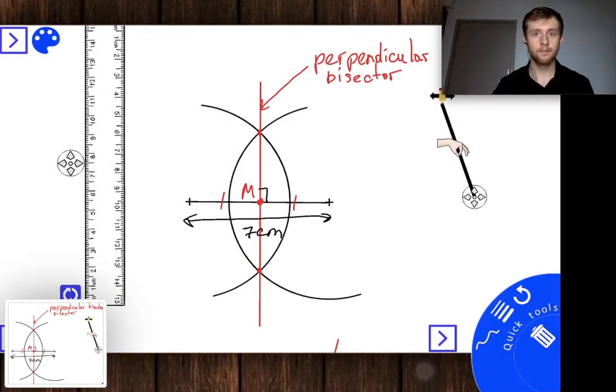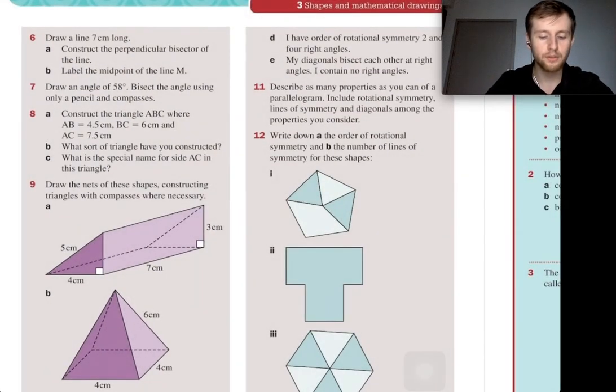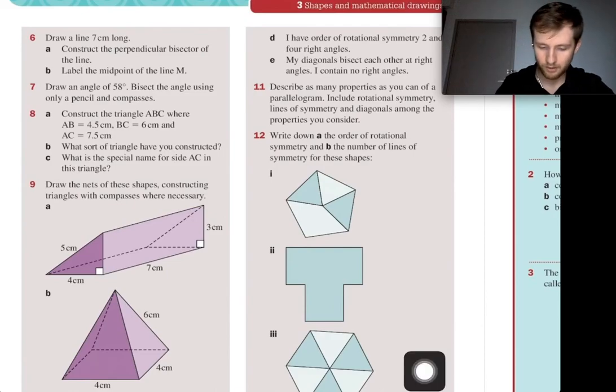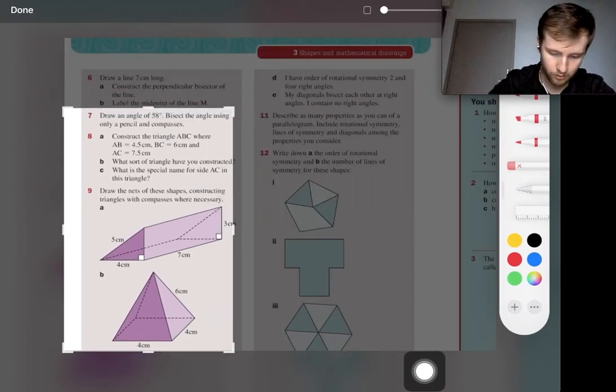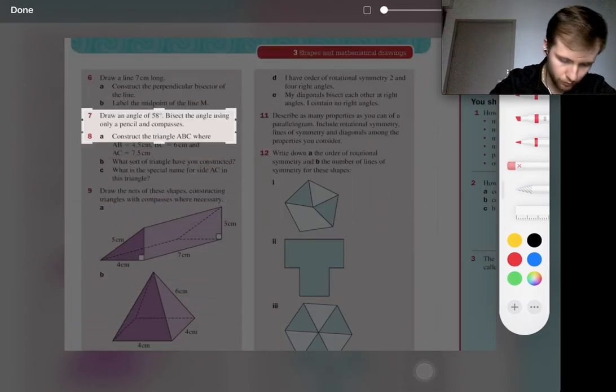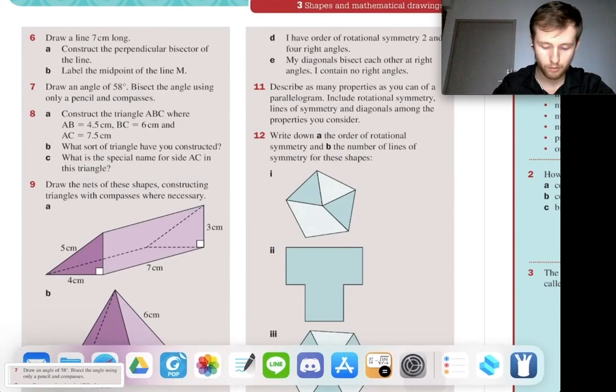Okay, next one. Oops. I think I will clean it. Draw an angle of 58 degrees. Bisect the angle using only a pencil and compasses. Alright, again we have to go to my drawing app. Bisect the angle using only a pencil and compasses. Okay, sure. Draw an angle of 58 degrees.